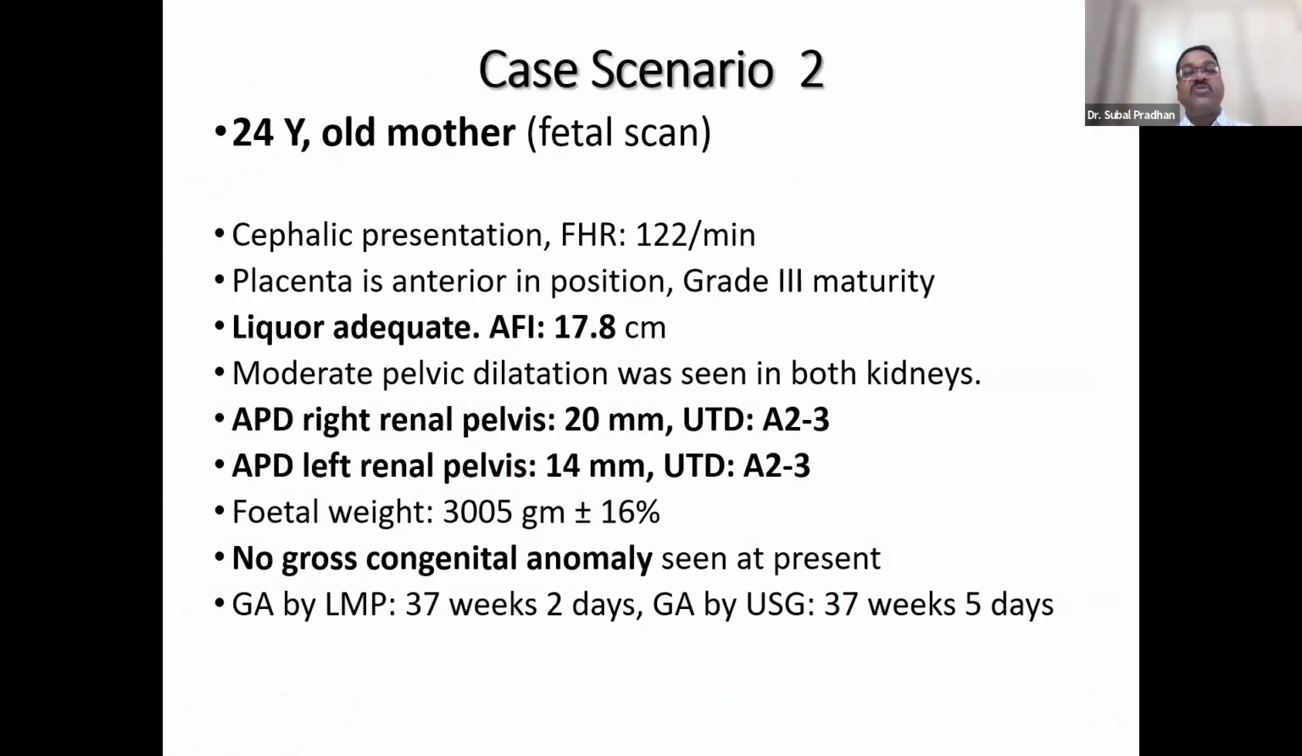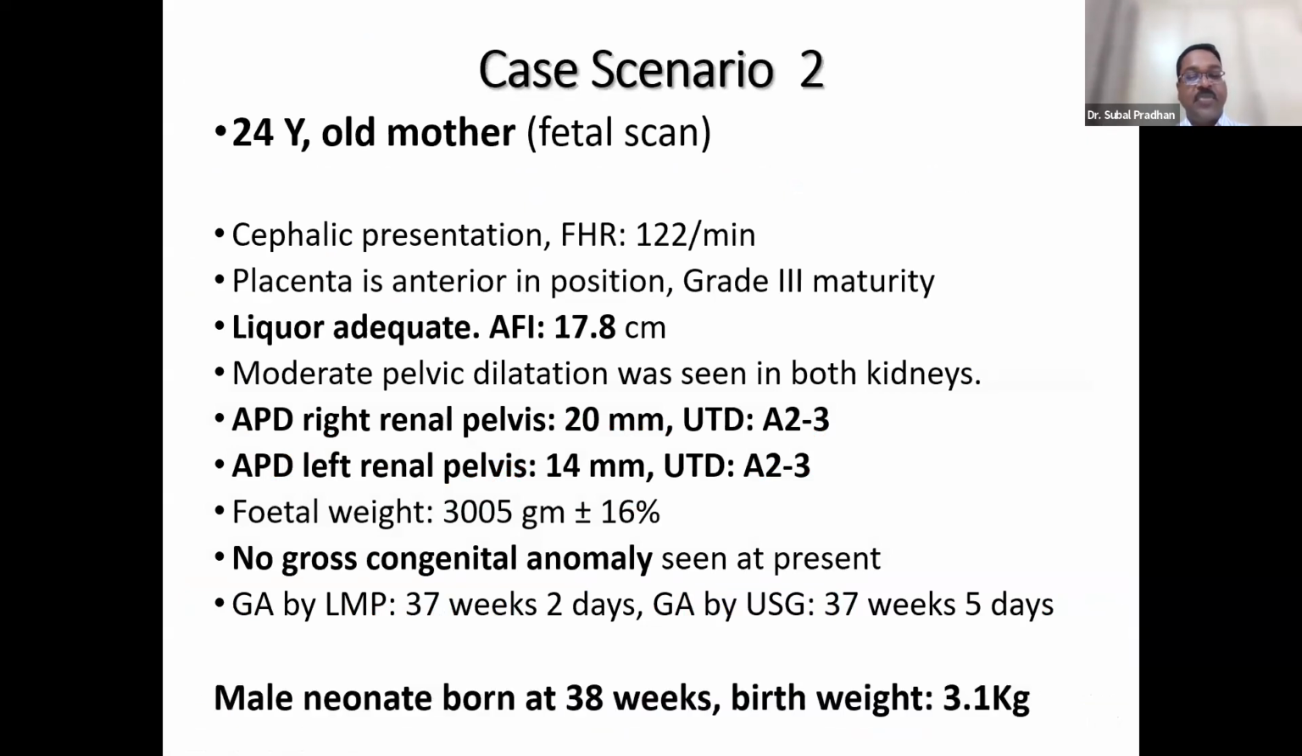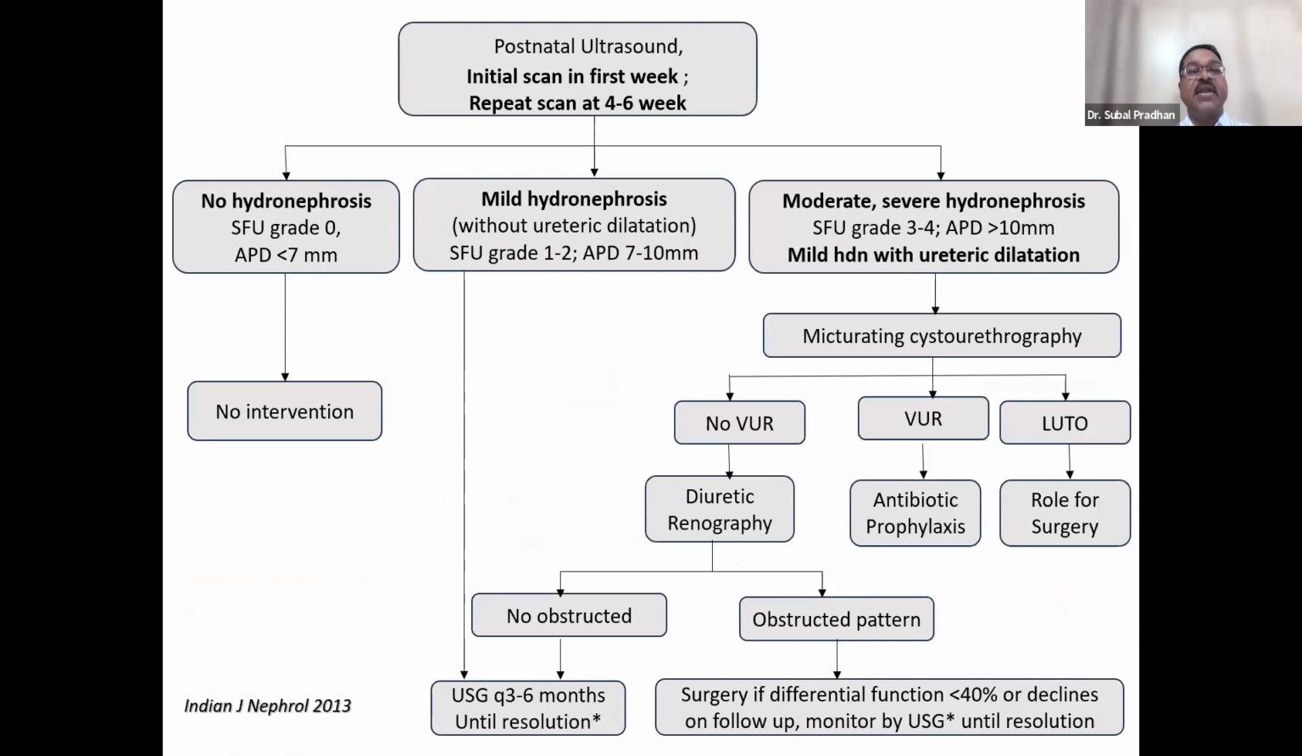So coming back to our scenario, this is a 24-year-old mother who had bilateral severe hydronephrosis with no cross-chromosomal anomaly. So pregnancy was continued, and the male infant was born at 30 weeks with normal amniotic fluid. So how will you evaluate this child? What will you do next? Let's look at the ISPN guideline.